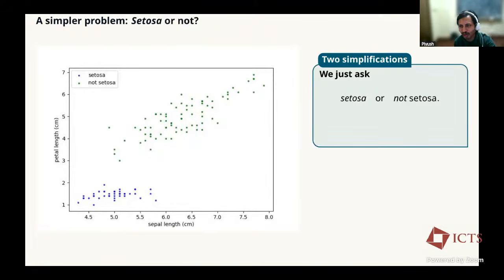Now here's the data plotted. The blue points are the setosa flowers and the green points are the not setosa flowers. If you had to do this, what would your rule be? Does anyone have a candidate rule?